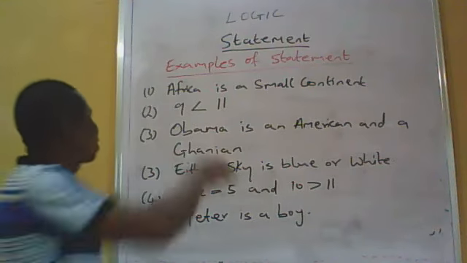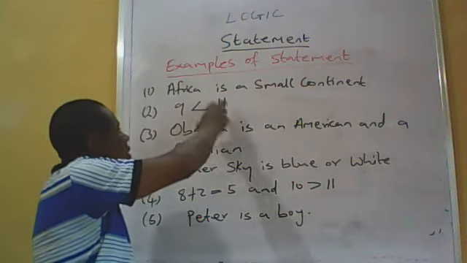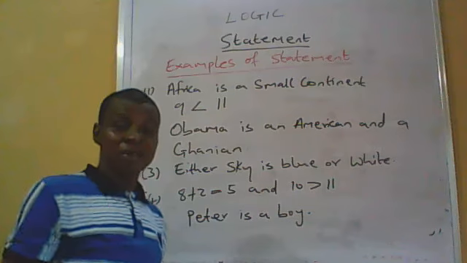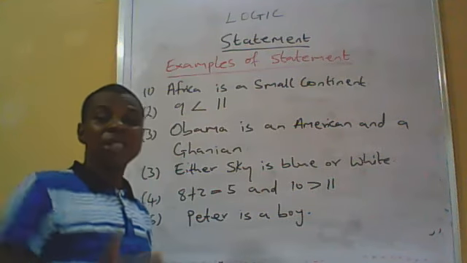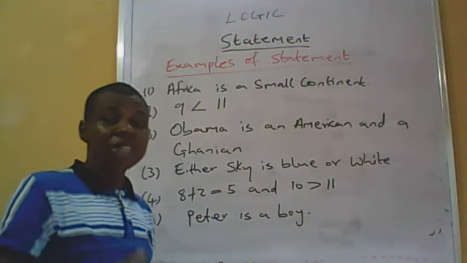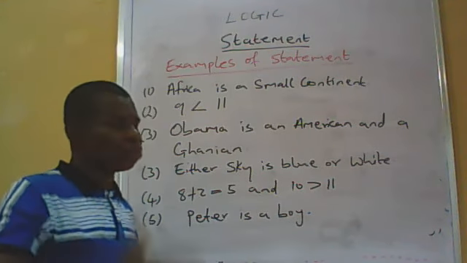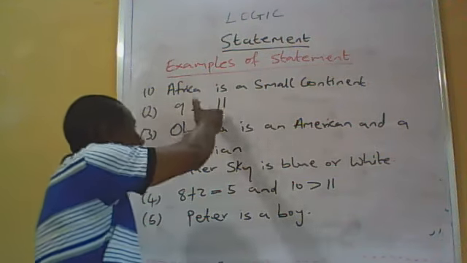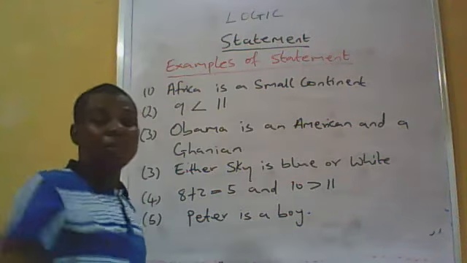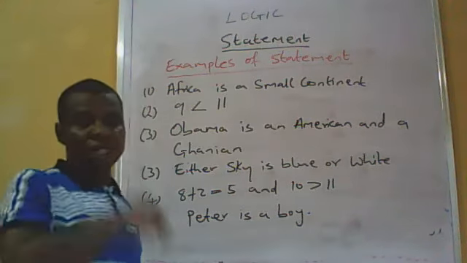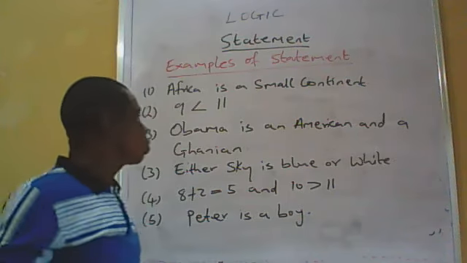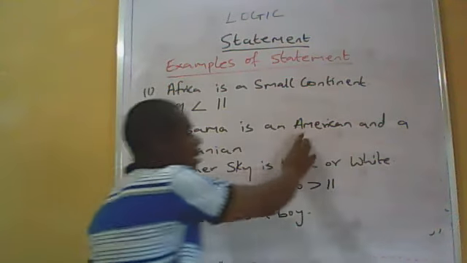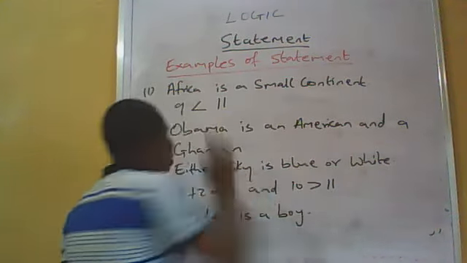Another one is 9 is less than 11. Is it true that 9 is less than 11? This statement also can be judged to be truth or false, but not both. It cannot be both truth and false. It can be only truth or it can be only false. So it's a statement. Obama is an American or a Ghanaian.